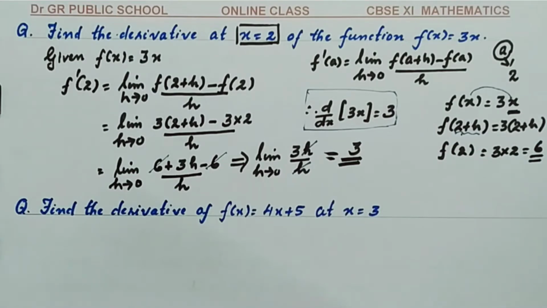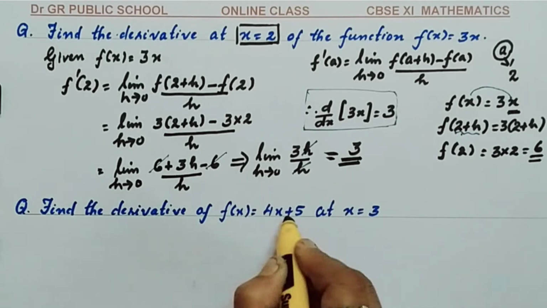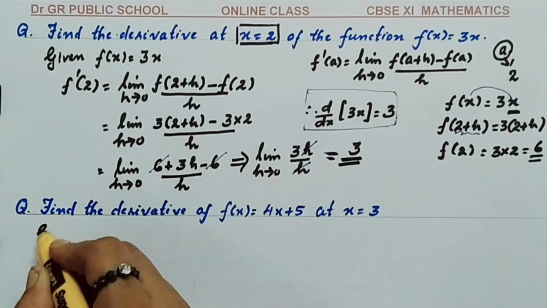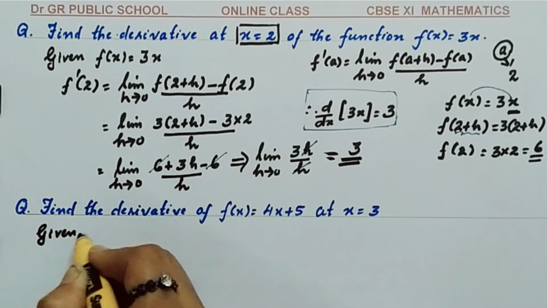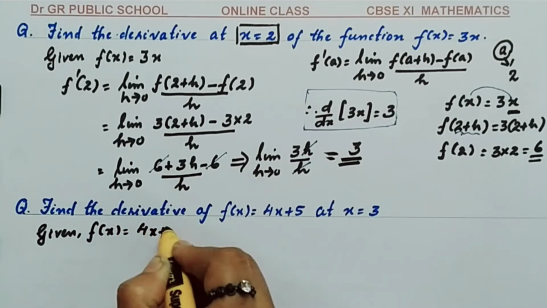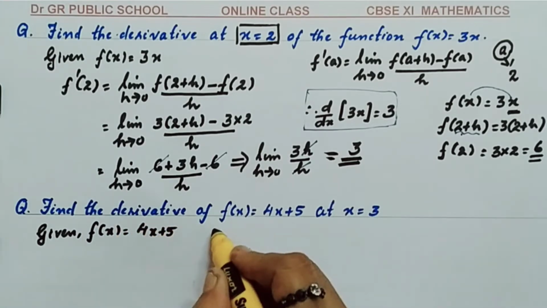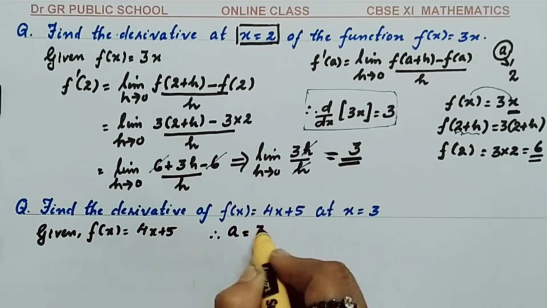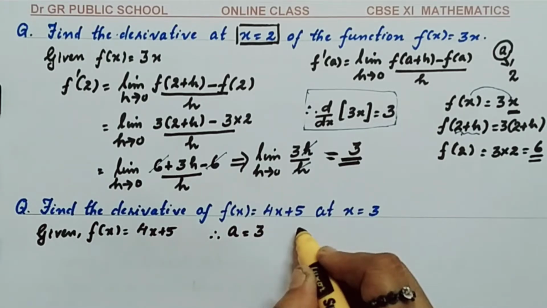Consider another question. Find the derivative of f(x) equal to 4x plus 5 at x equal to 3. Your function is 4x plus 5. Given f(x) equal to 4x plus 5. At x equal to 3, here the value of a equal to 3. Okay, we can take the definition at first.